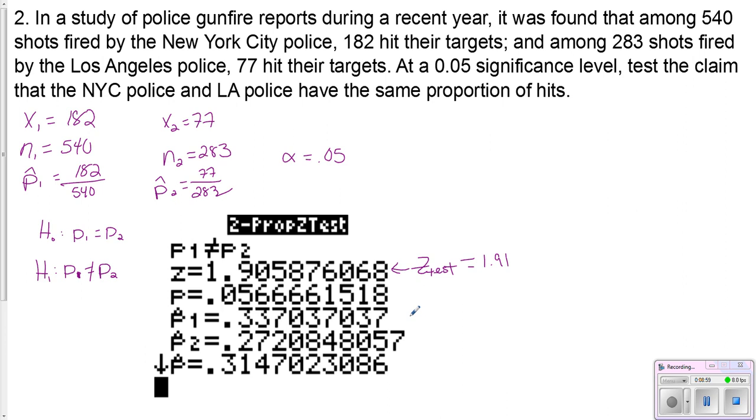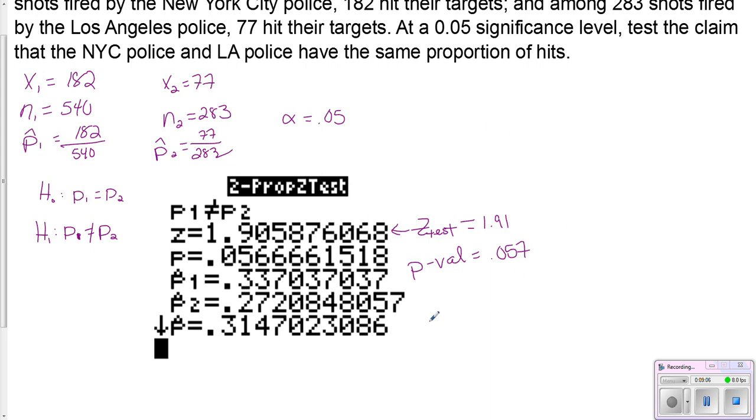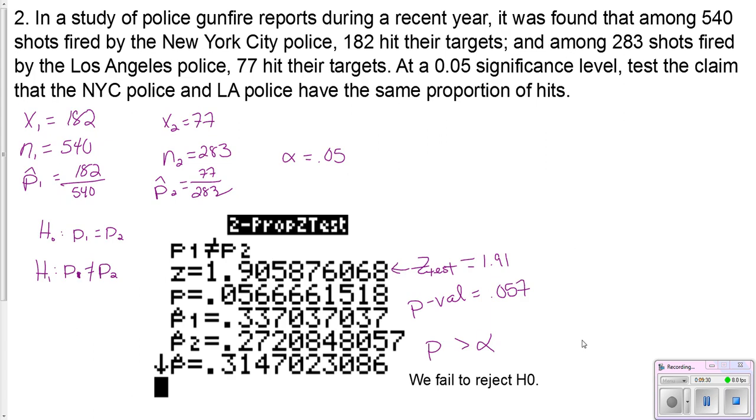And our p-value of approximately 0.057. So if we compare, our p-value is greater than alpha, which means the same thing we had found before. We fail to reject the null hypothesis, which means we do not have sufficient evidence, however you wish to say it, that there's any difference in their amounts. So again, what might this suggest? What's the big picture here? There's no evidence supporting that there's any difference in their population proportions.